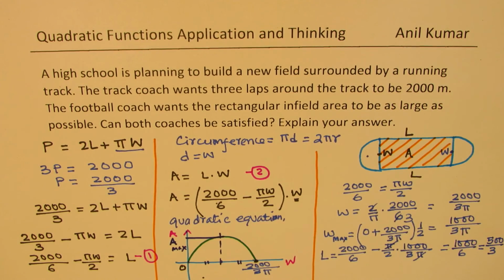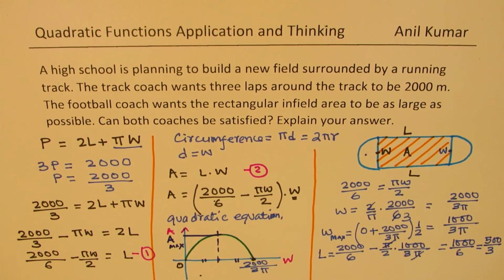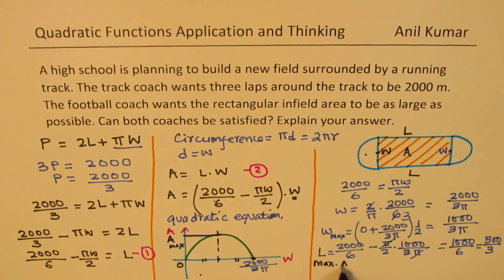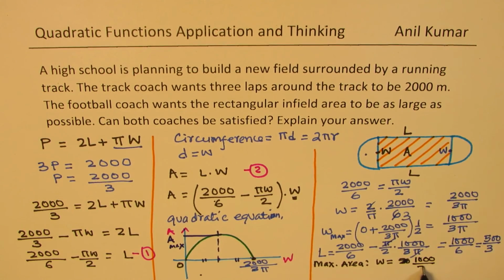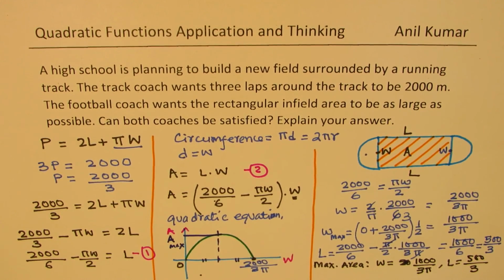So what we get here is, for maximum area, width equals 1000 by 3 pi, and length equals 500 by 3. Sometimes you may be required to find the maximum area, which will be the product of these two. Is that clear to you? So that is how we get our solution. Hope all the steps are absolutely clear.